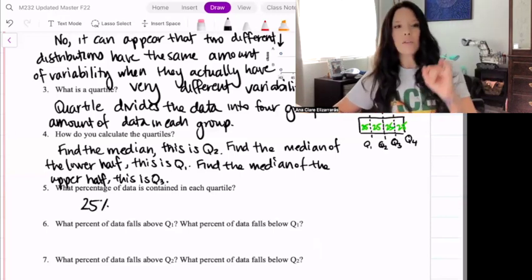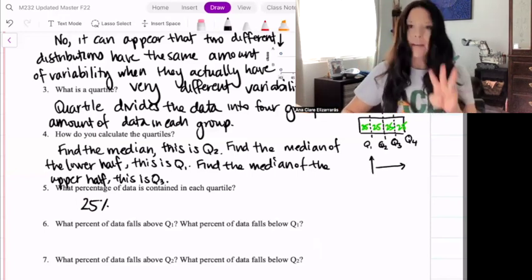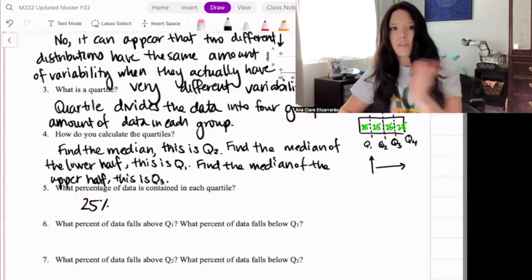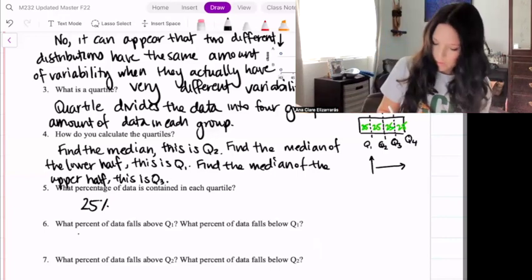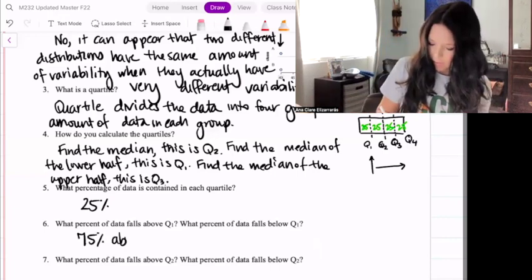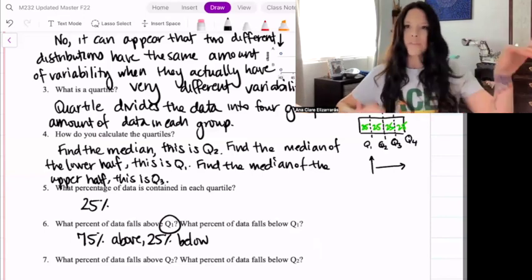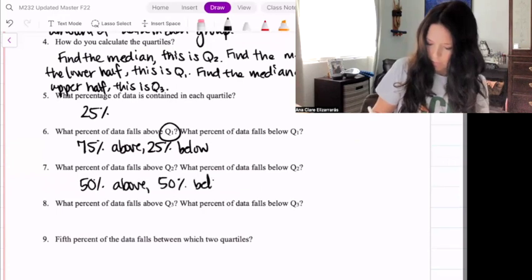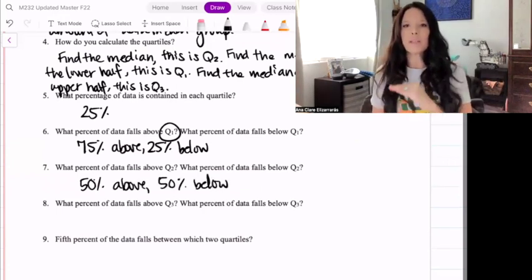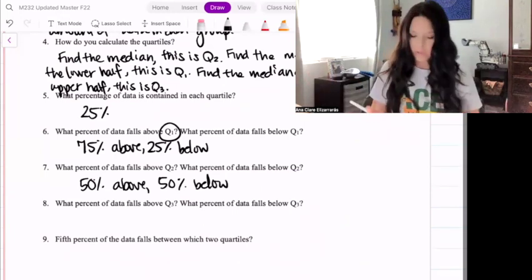What percent of the data falls above Q1? So from Q1, above it, I have three groups of 25, so that's 75% that falls above. And then it says what percent falls below, the other 25 is below. So 75% above, 25% below for Q1. For Q2, 50-50. For Q3, it's the opposite of Q1. There is 25% above and 75% below.